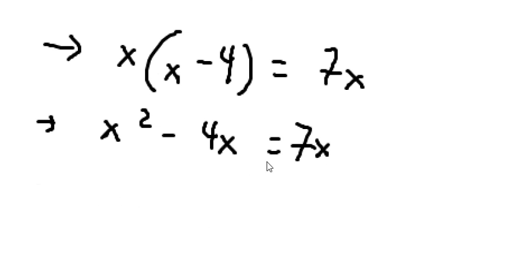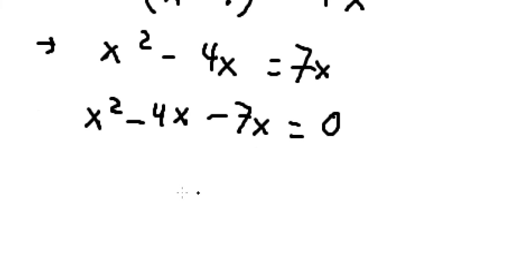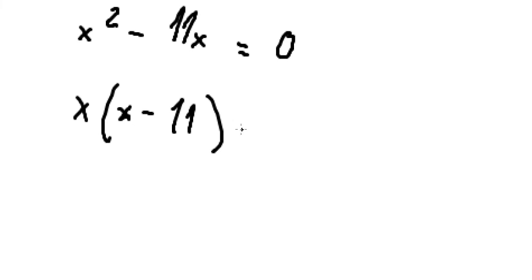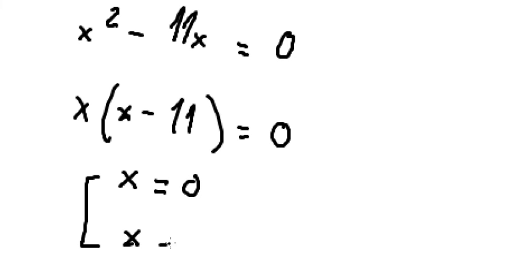This one we put on the left. So we have s squared minus 11s equal to 0. We have s and s, so we can do factorization. And now we have two solutions: s equal to 0 and s minus 11 equal to 0. So this one we have s equal to 11.